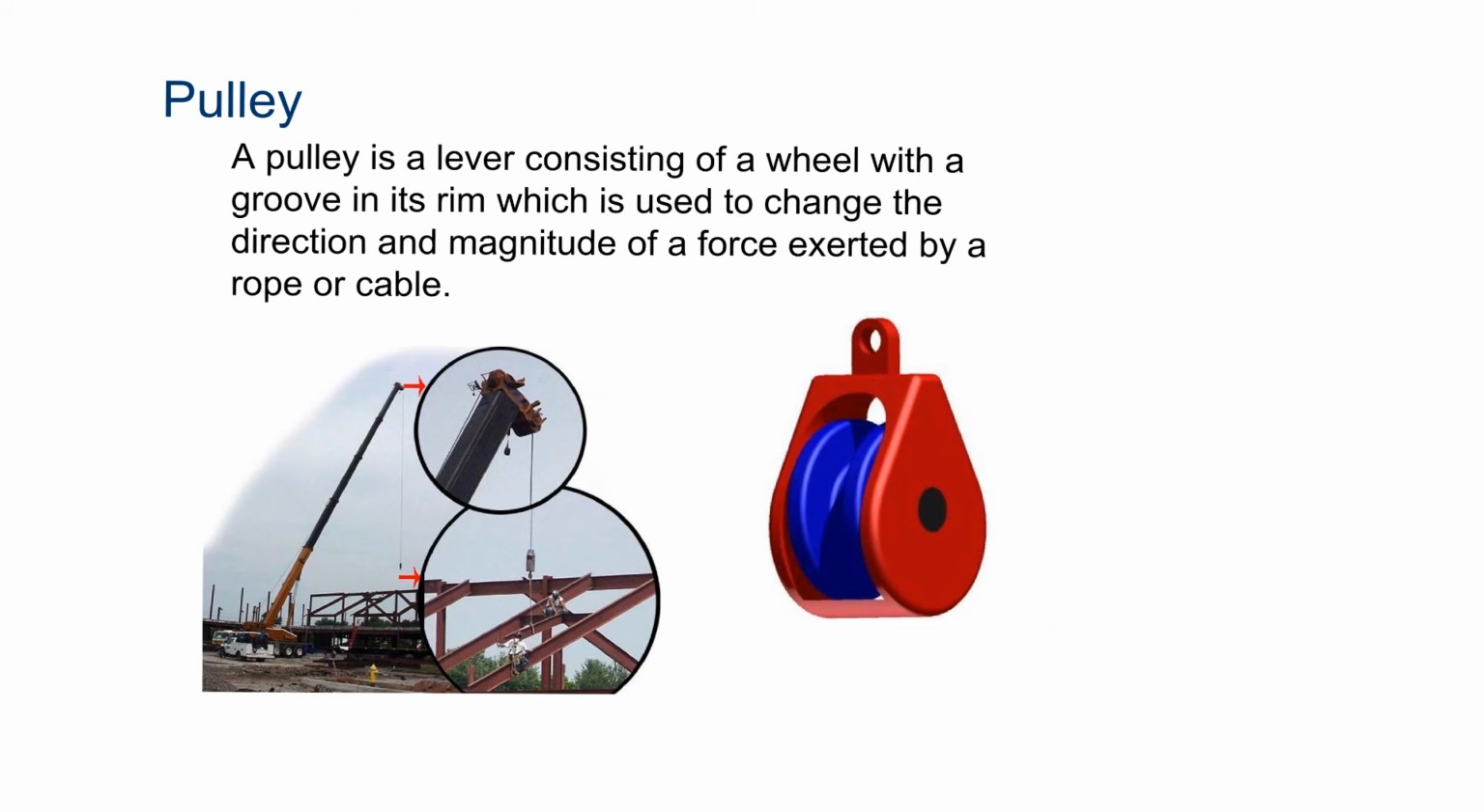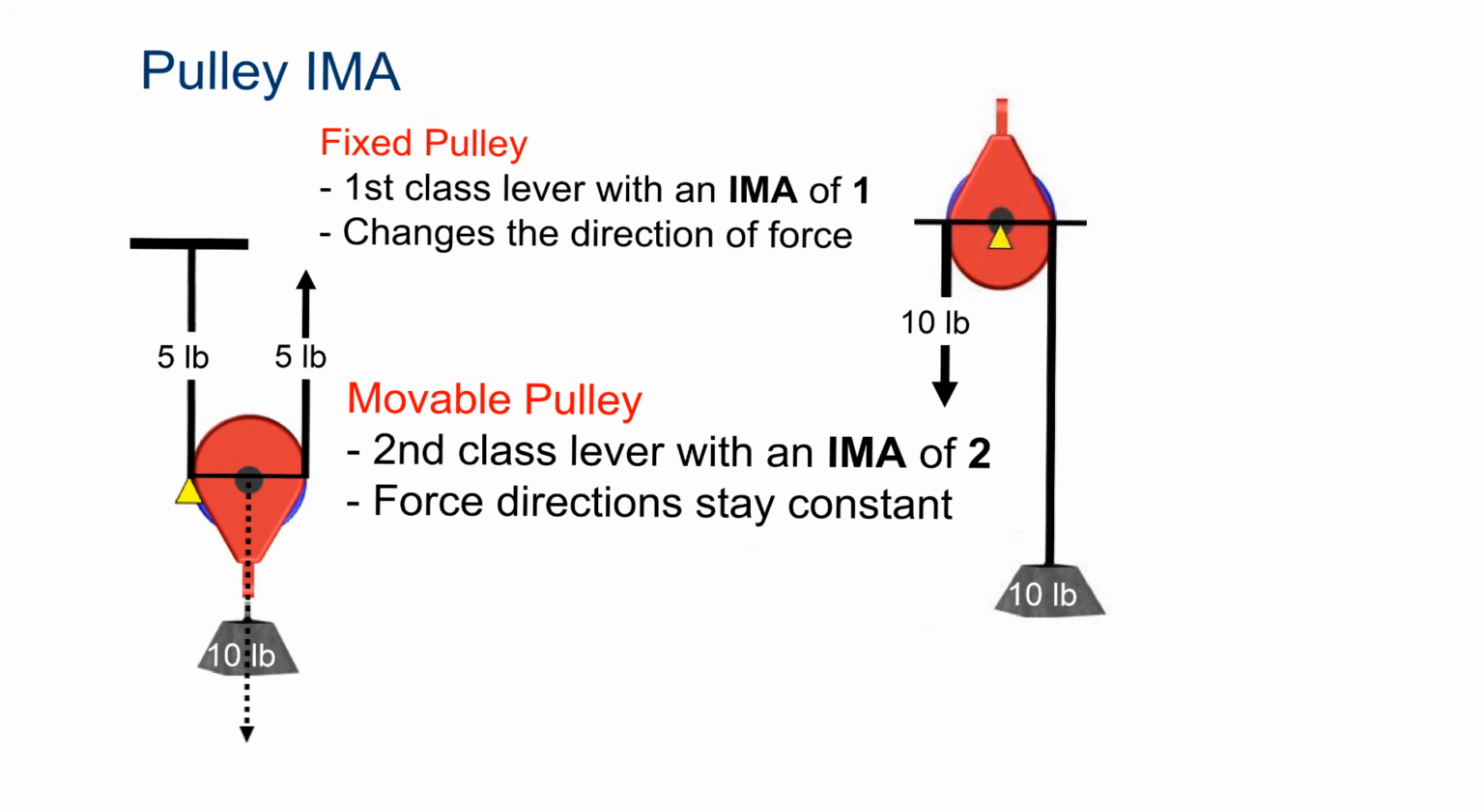It's still a lever. It consists of a wheel with a groove that you put a rope or cable over, and you can multiply or get mechanical advantage out of that as well. So, ideal mechanical advantage of a pulley. Ideal mechanical advantage of a pulley depends on how many strings there are lifting whatever the weight is.